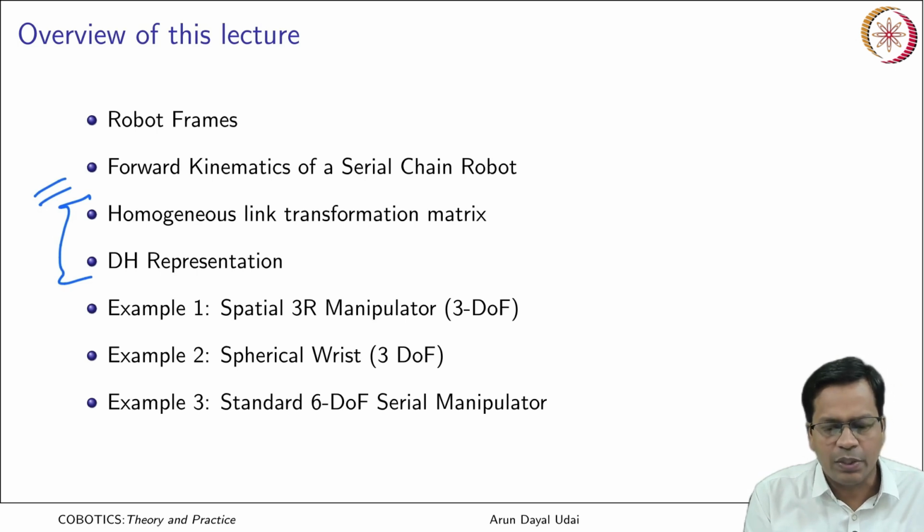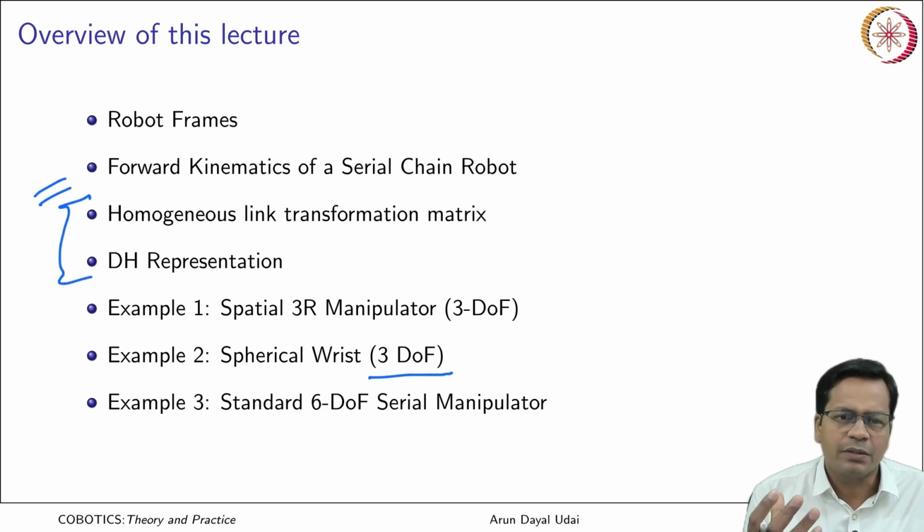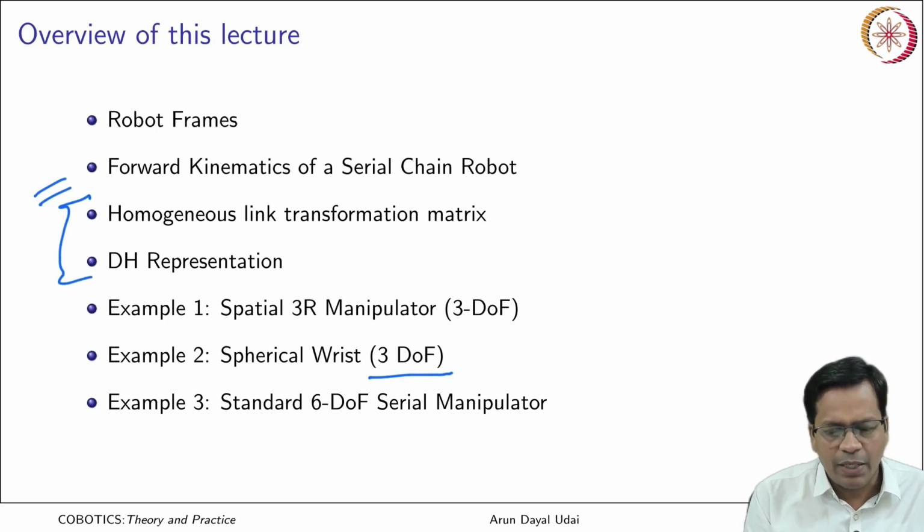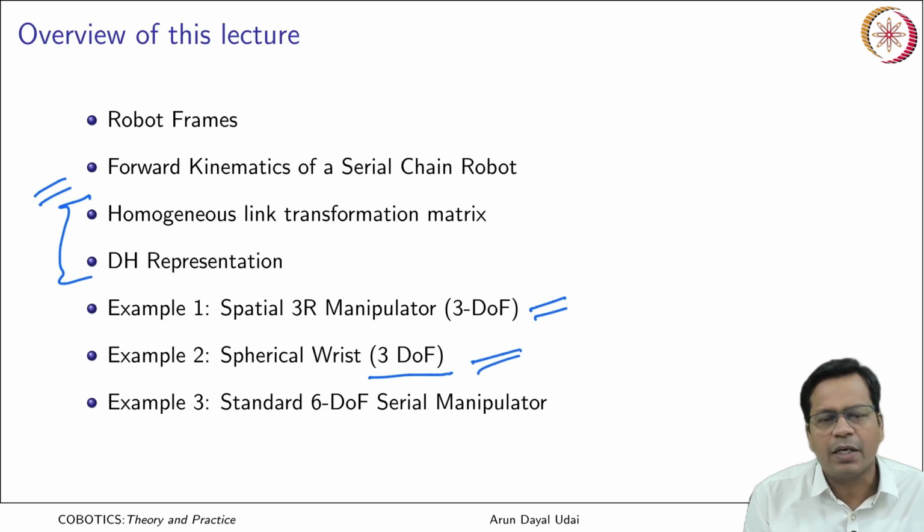In example 1, we will discuss a spatial 3R manipulator, which is a 3 degrees of freedom manipulator. We will discuss the spherical wrist, that again is a 3 DOF manipulator, that is part of most standard industrial robots, and also of the cobots. In example 3, I will discuss a standard 6 DOF industrial serial robot, which combines both the 3 degrees of freedom standard spatial manipulator and the spherical wrist.